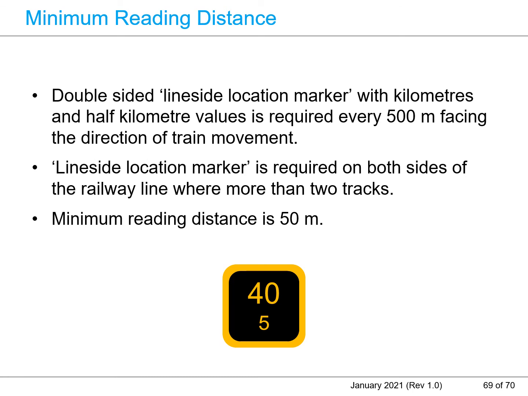The ETCS Level 2 area requires a double-sided line-side location marker every 500 meters, facing the direction of the train movement. The appearance of the line-side location marker is the amber and black color sign, with the longitudinal kilometers and half-kilometer values. The line-side location marker is required on both sides of the railway line, where there are more than 2 tracks. The purpose of the line-side location marker is for supporting safety-critical communication between the train driver and the signaller during degraded or emergency operations. The minimum reading distance is 50 meters.